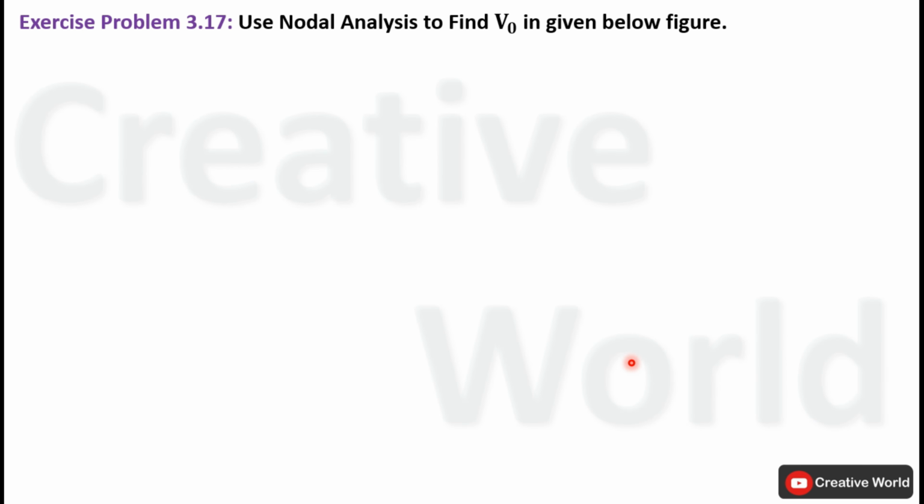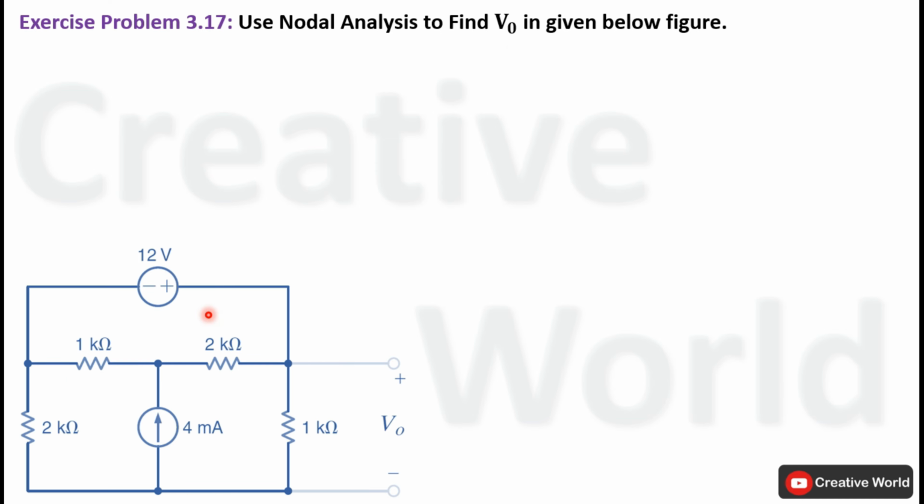Exercise problem number 3.17. Use nodal analysis to find the value of voltage V0 in the figure given below. This is the circuit diagram of the given problem. Inside this network, we have to find the value of the voltage across this 1 kilo ohm resistance, labeled as V0 with this specified polarity, and we have to use the nodal analysis technique. So without wasting time, let's proceed towards the solution of the network.